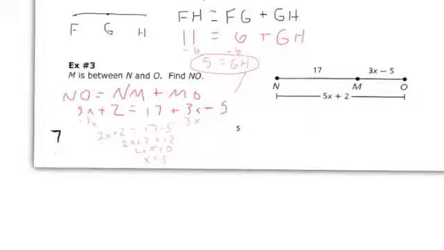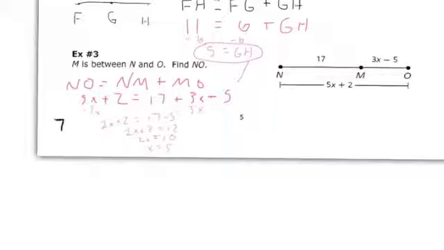Now we just have to figure out what each segment is. Let's start with MO, for example, or NO. We know NO equals 5x plus 2. So we're going to plug in our x that we found into our x right here. So we'll have 5 times 5 plus 2, and if you get that done, it equals 27.